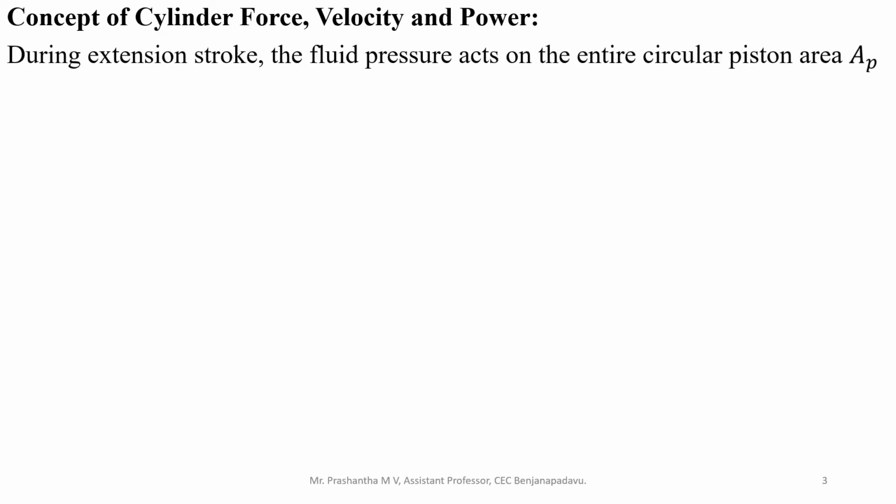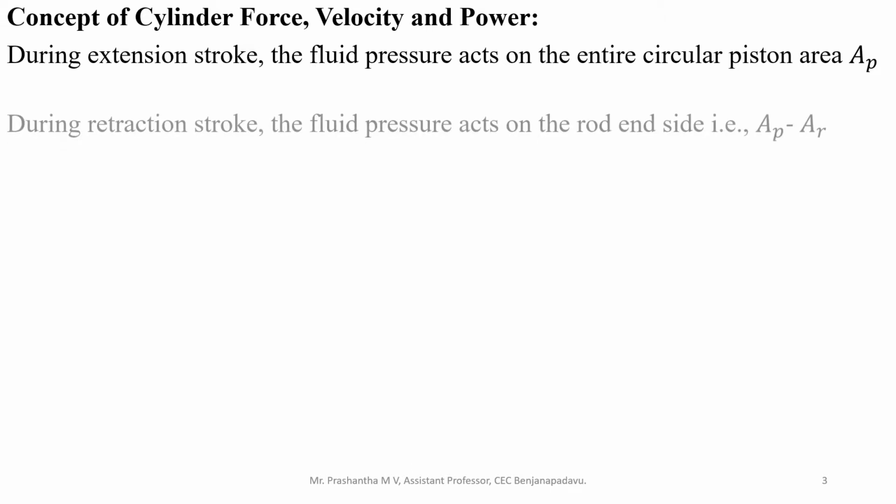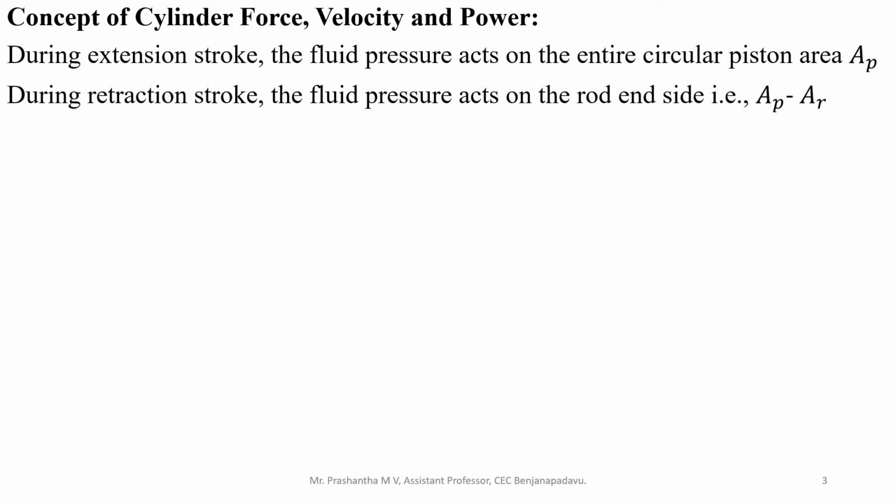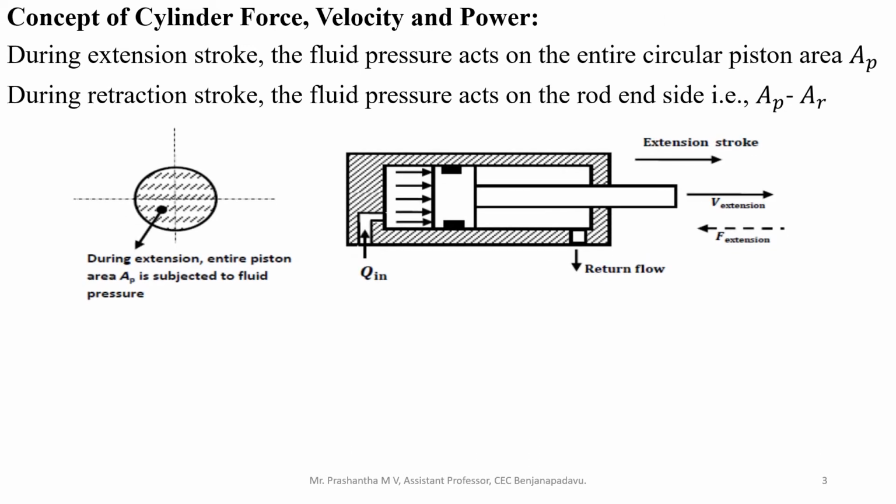During extension stroke, the fluid pressure acts on the entire circular piston area, that is denoted by AP. During retraction stroke, the fluid pressure acts on the rod end side, that is nothing but area of piston minus area of rod. It is also called the annulus area. It is denoted by AP minus AR. You can see this in the diagram.